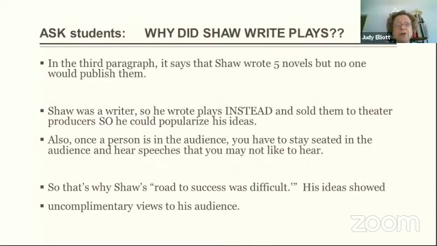Okay. In the third paragraph, it says Shaw wrote 5 novels, but nobody would publish them. So then he began to write plays. Because he had to make a living, he wanted to be a writer, so he wanted to popularize his ideas about the upper class. Once a person is in an audience and has to watch a play, you may not like it, although in English audiences, if the people don't like the play, they just walk out, which Americans consider rude, but it does happen.